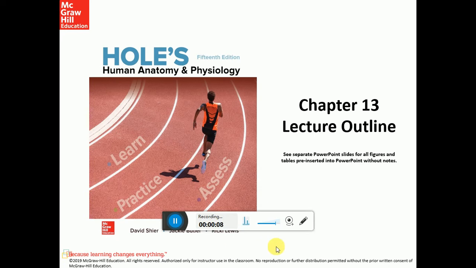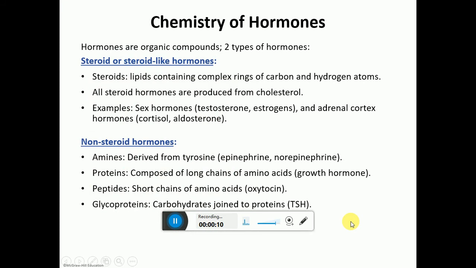Chapter 13 talks about the endocrine system, so we're going to be talking about hormones and their actions. First off, we need to figure out what is the chemistry of these different hormones. So we have two different kinds of hormones. They're both organic compounds, meaning they've got huge amounts of carbon and hydrogen. They're either made out of cholesterol, so they're steroid hormones, or made out of protein, and those are non-steroid hormones.